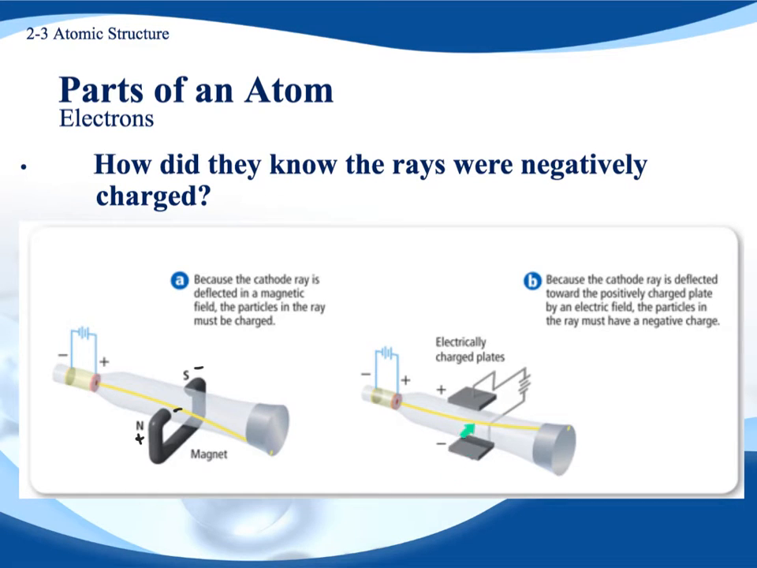Another thing we could do is test it with electrically charged plates. So not a magnet, but we charge up the plates, and it would bend towards the positively charged plate. So that's how we knew that this was a negatively charged beam.